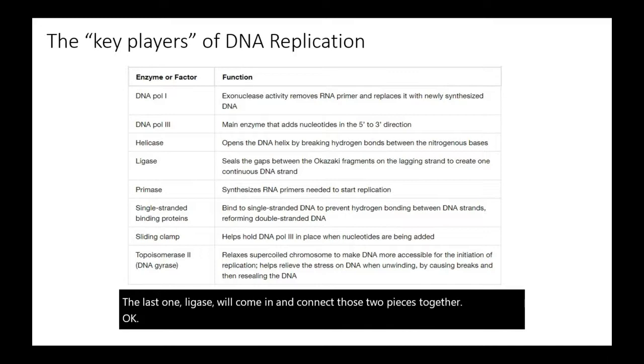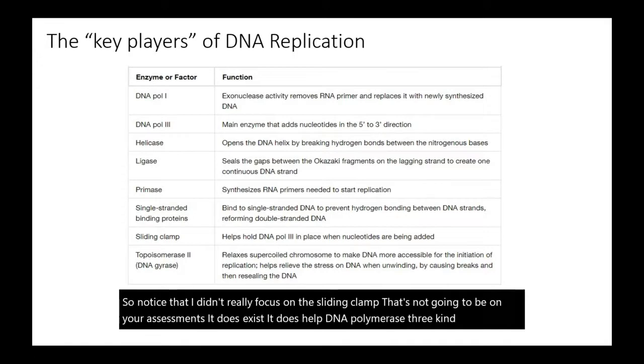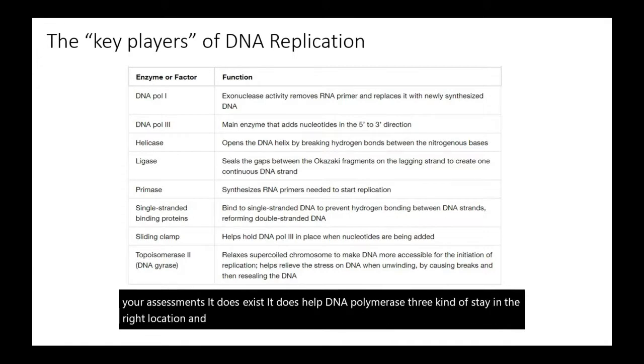So notice that I didn't really focus on the sliding clamp. That's not going to be on your assessments. It does exist. It does help DNA polymerase 3 kind of stay in the right location and help it build that chain of nucleotides, but you're not going to see that on your assessments, okay?